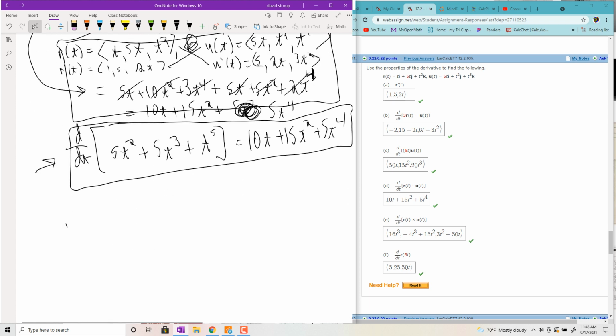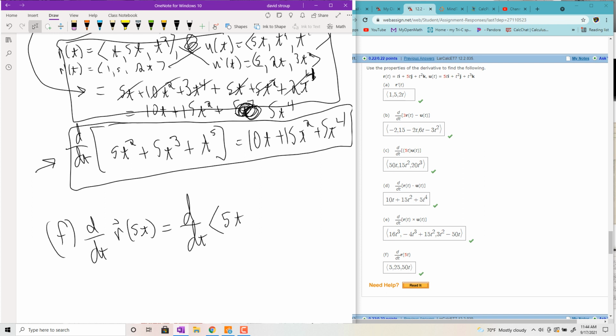Let's look at part F. I don't want anybody spinning their wheels on the homework. What the heck does this thing mean? They mean plug 5t in for t in r of t. So they want the derivative of 5t comma 5 times 5t.